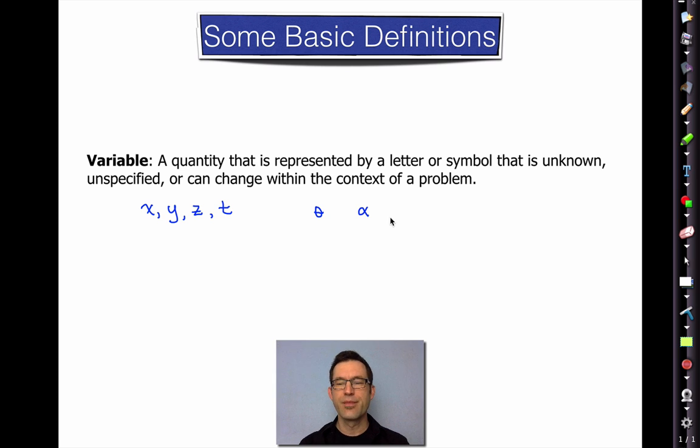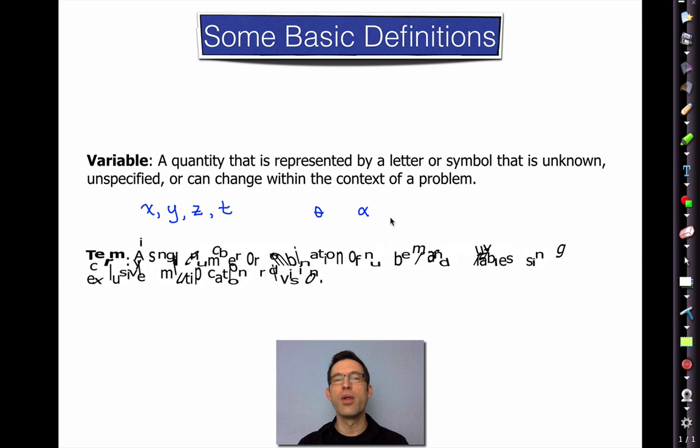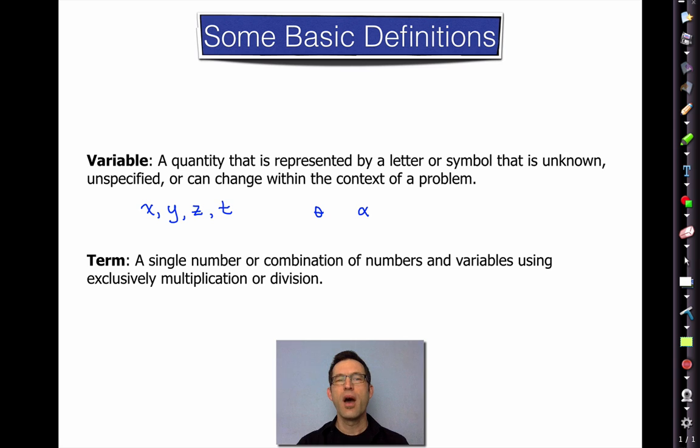All right? Now, from a variable, we build up to what's known as a term. A term is a single number or a combination of numbers and variables using exclusively multiplication or division. So in other words, something like 3 times x, that's a term. Something like x plus 3, that's not a term because there's no addition allowed in a term.